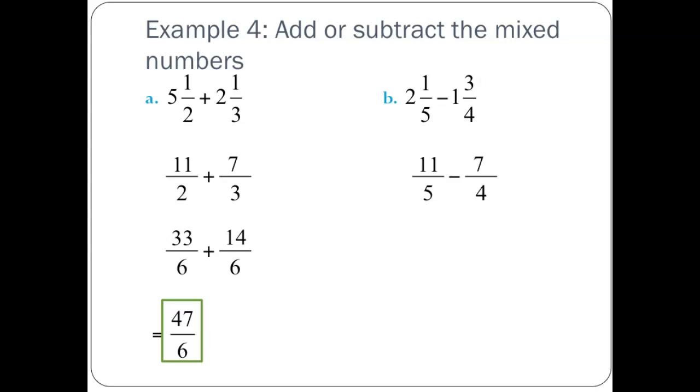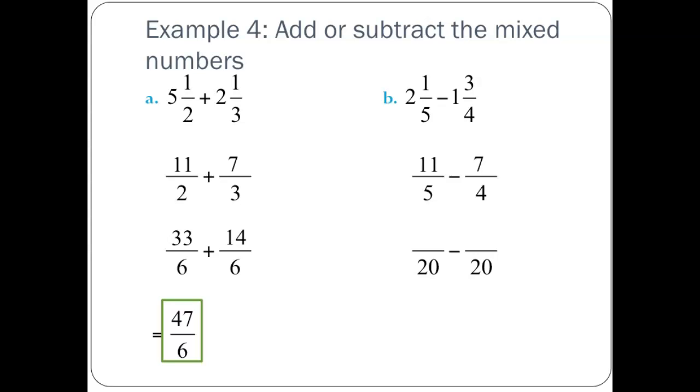So take that larger one, which is 5, and find multiples of that that 4 will also go into, so 5 times 2 is 10. 4 does not go into 10. 5 times 3 is 15. 4 does not go into 15. And 5 times 4 is equal to 20. And 4 does go evenly into 20. So 20 is going to be our common denominator here.